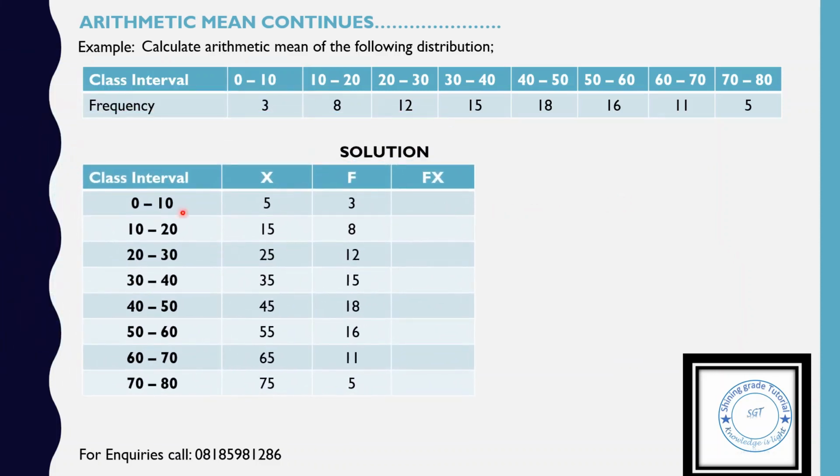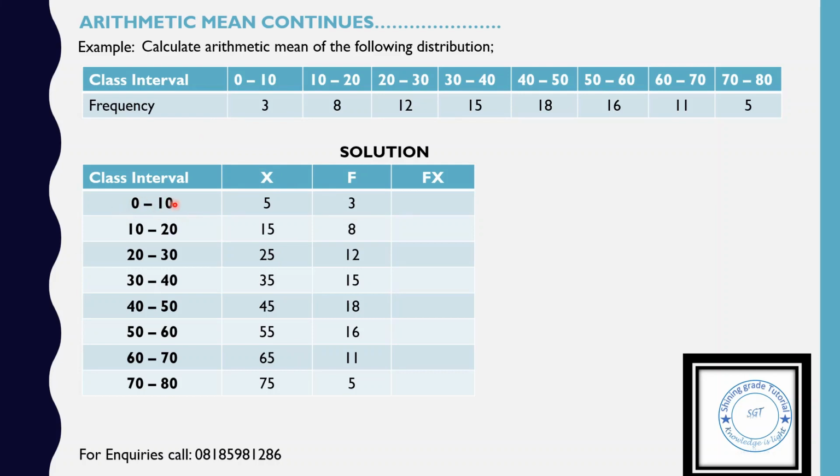Firstly, we list out the class intervals. After listing out your class intervals, get your midpoint, which is your x value. And how do you get a midpoint? You sum the limits and divide by 2. That has been explained earlier in the class.